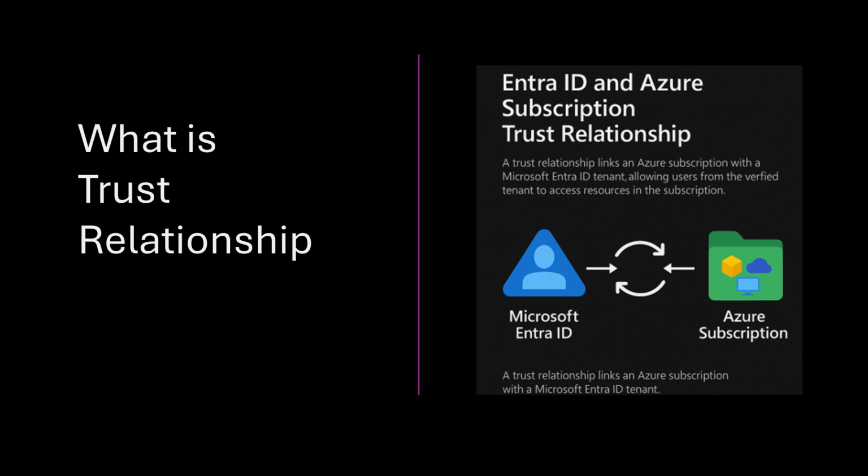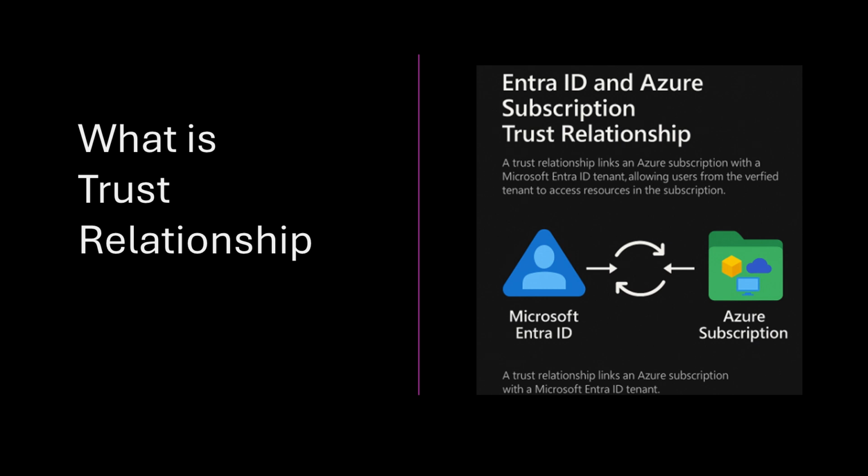It tells Azure, I trust this Entra ID tenant to authenticate and authorize users. This relationship allows Azure to trust Entra ID when someone tries to manage or access something inside the subscription. Without it, Azure wouldn't know where to check who you are.